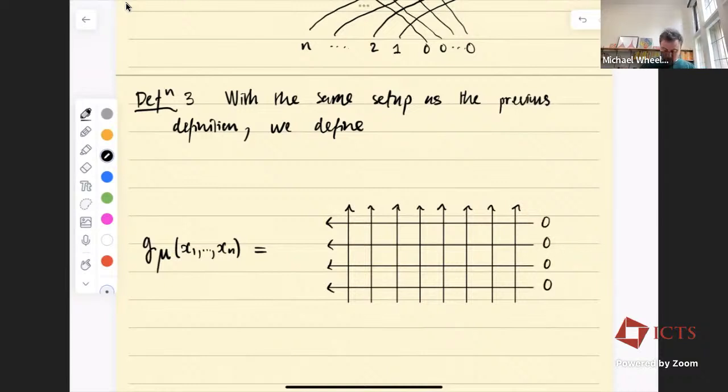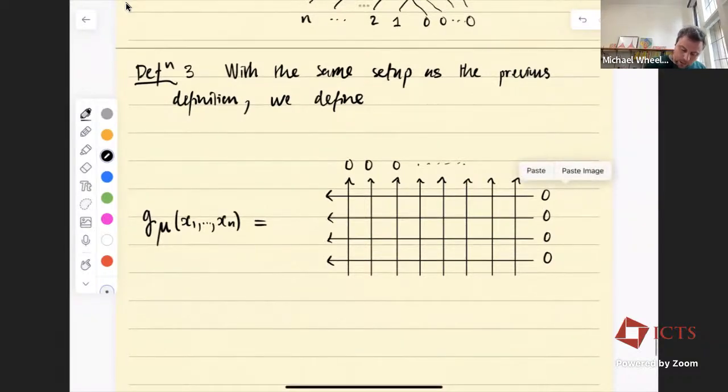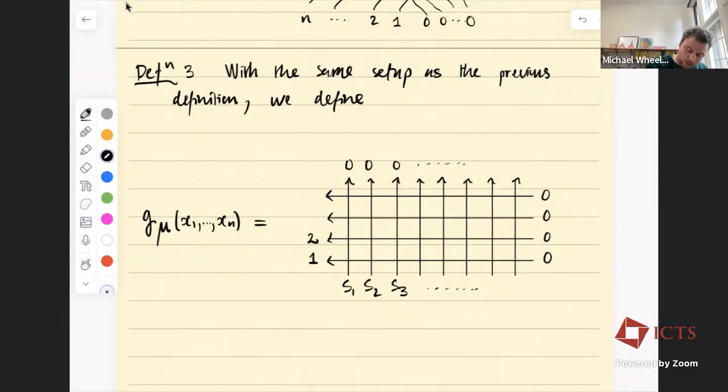So I still have zeros all the way at the right edge. Now along the top, I have nothing but zeros. And what changes is that the string now lives along the bottom of the ladder. So S1, S2, S3, and so on. And along here, I still have color 1 exiting via the first row, color 2 exiting via the second, all the way up to the nth.